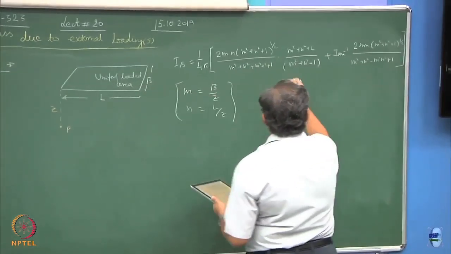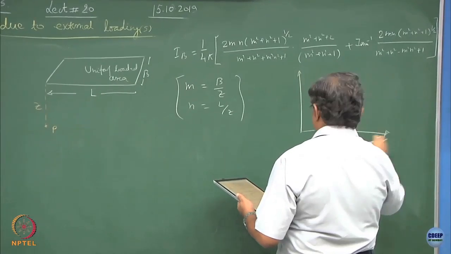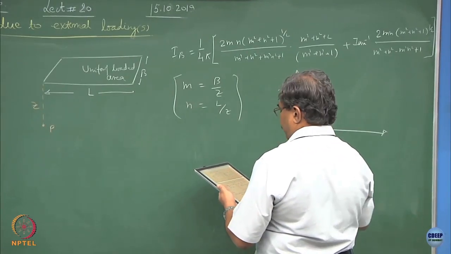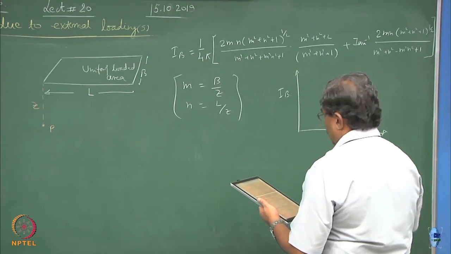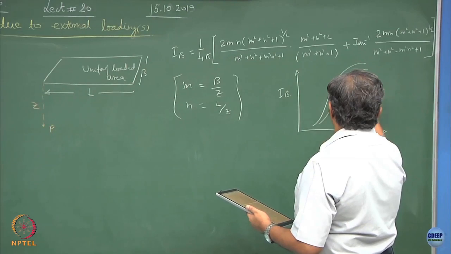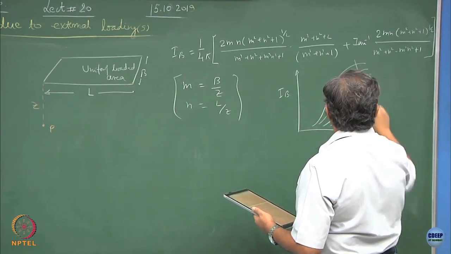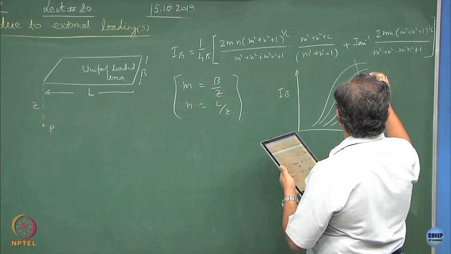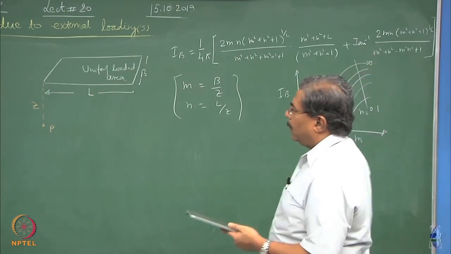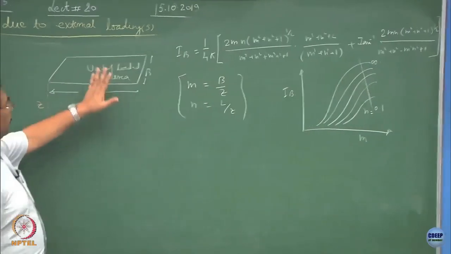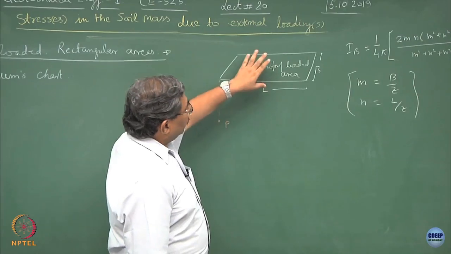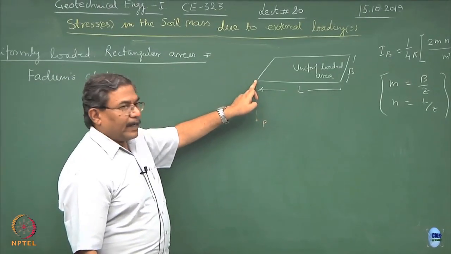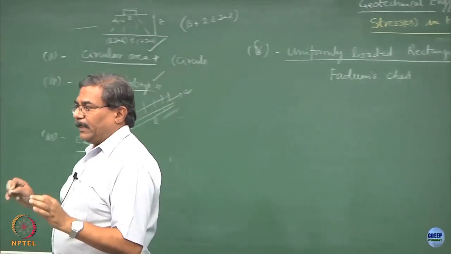Conceptually, these are nothing but graphs which look like this, the Fadum's chart. This is the influence factor IB, this is m, and then this is how the n varies. Alright. This is a peculiar solution, one of the solutions I would say. If you have a uniformly loaded area of B and L, and you have to find out the state of stress exactly at the edge or the corner point of the loaded area, alright.